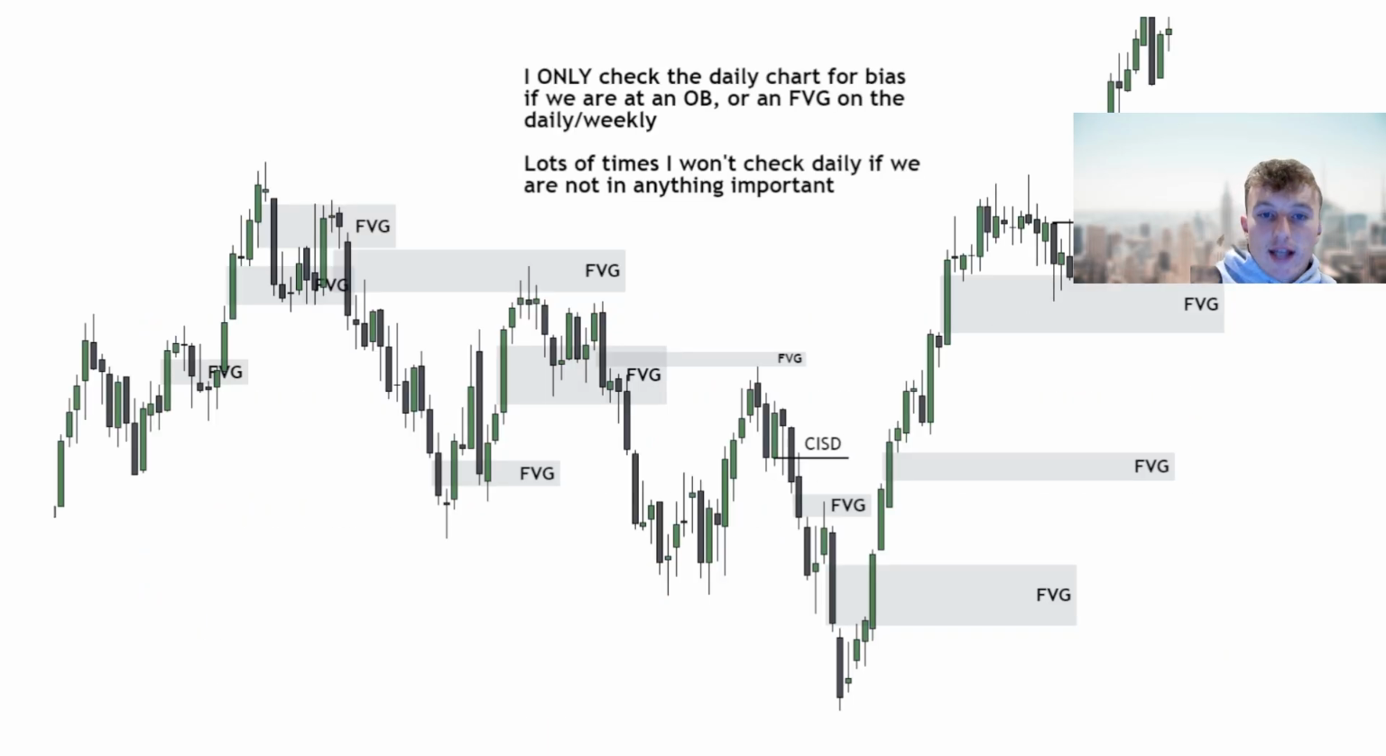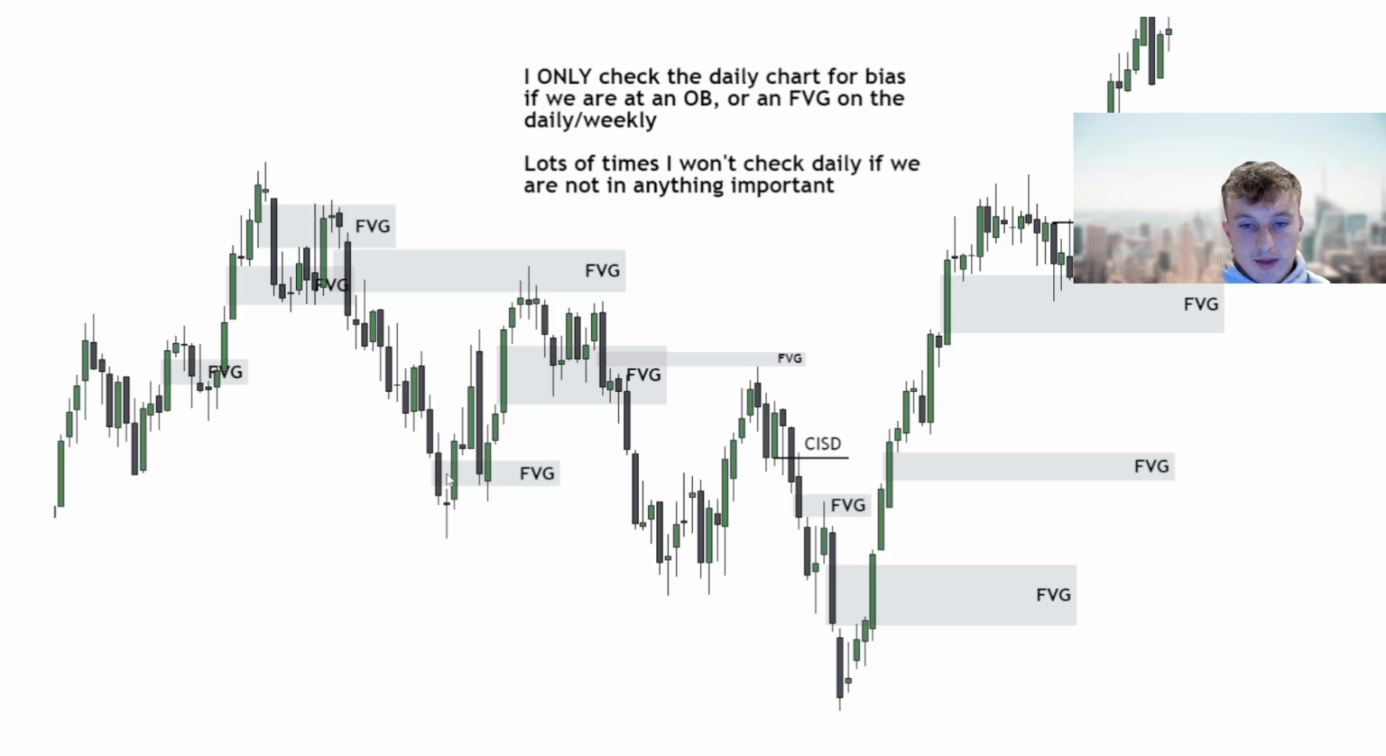So, like I said, I only check the daily chart for bias if we're at an OB or a fair value gap on the daily or weekly. And a lot of times I will not check the daily if we're not in anything important. So this is just a markup of a chart where these are all obvious fair value gaps in my opinion. I think I missed this one as well. But a lot of these are obvious.